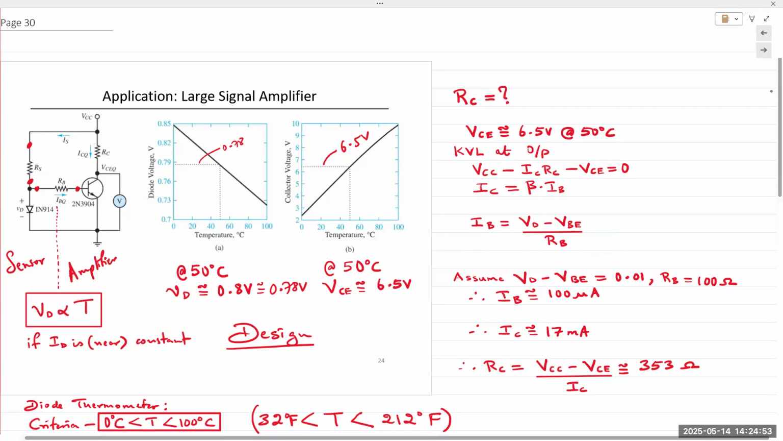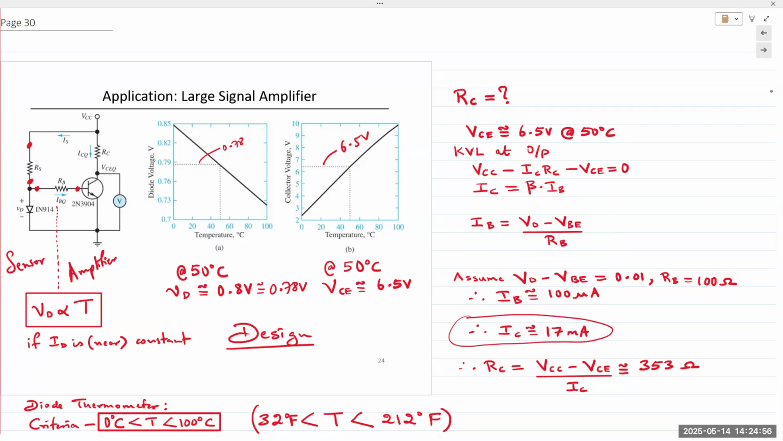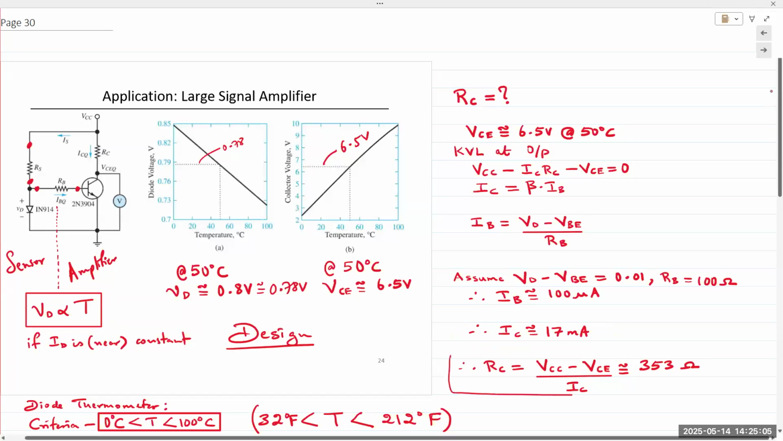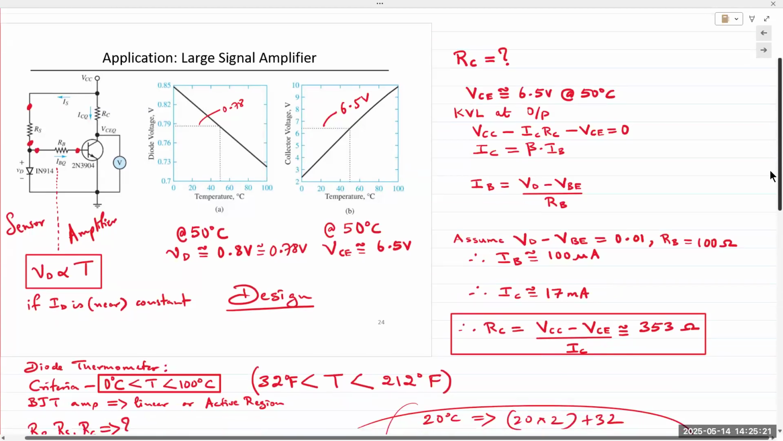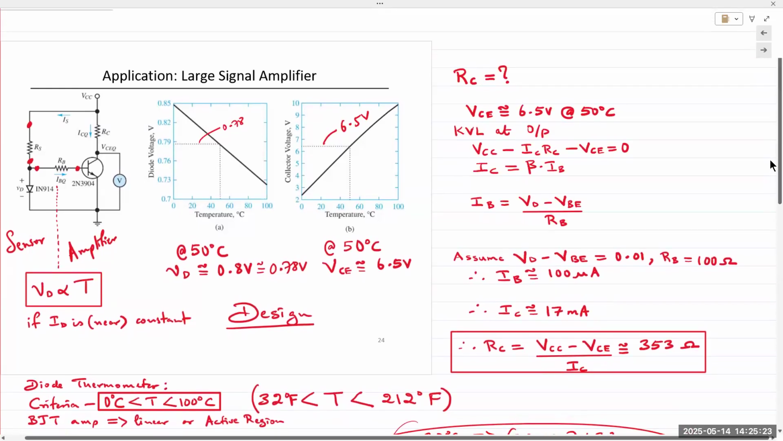If IB is 100 microamps, we can calculate IC from the given beta value as 17 milliamps. Once we have IC, we can calculate RC from that value. It's 353, not a real life value. In real life, we would use a resistor that would be close in value. Okay, let's take a pause while you think over all of that and let me know if you have any questions.